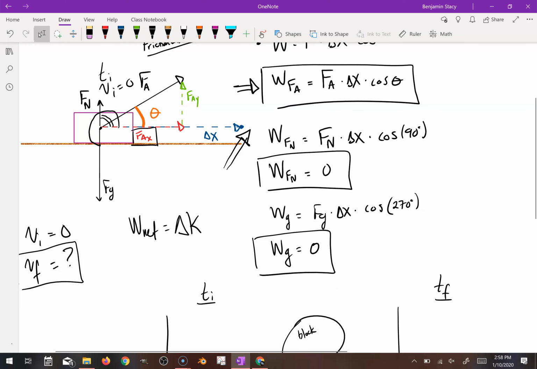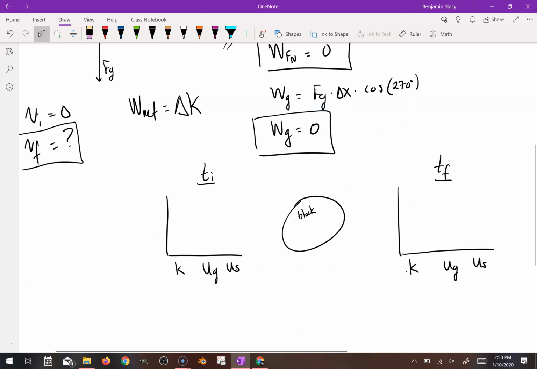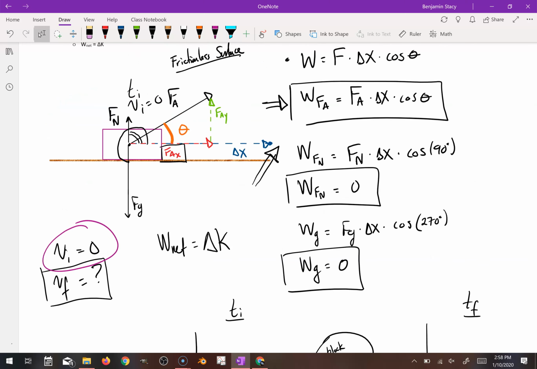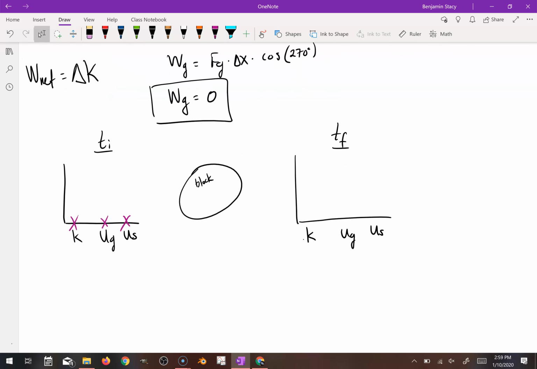Let us see. Initially, kinetic energy, do we have any? No, because we're saying it starts from rest. Its initial velocity is 0 at time initial. Does it have any gravitational potential? No. It's not changing height, so we don't have any change in gravitational potential anyway, and so we would just call wherever it is right now the 0 line. There's no spring in there, so it's got nothing, right? There's nothing. Final. It has moving energy.